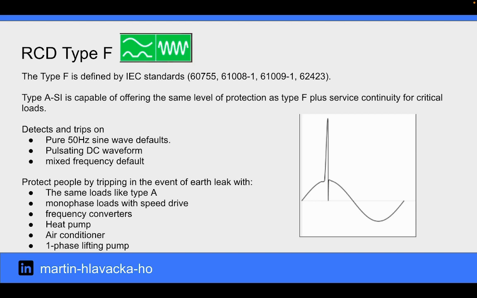Type A superimmunized RCD is capable of offering the same level of protection as Type F, plus continuity of service for critical loads.